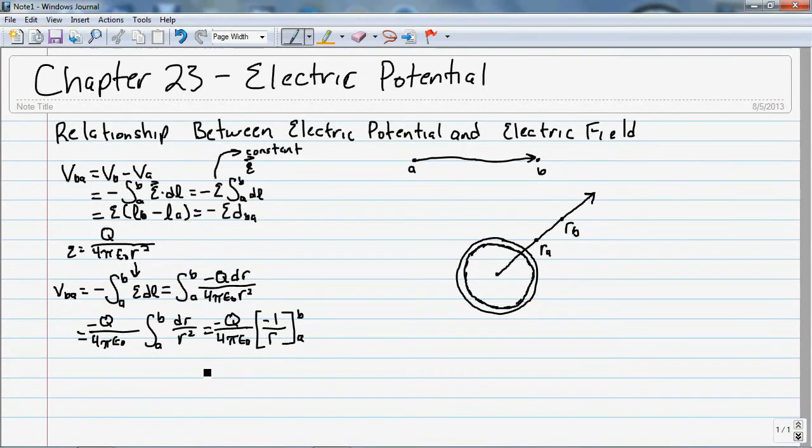And putting in my limits, I can take the negative out, so I'm going to have q over 4 pi epsilon naught times 1 over RB minus 1 over RA.